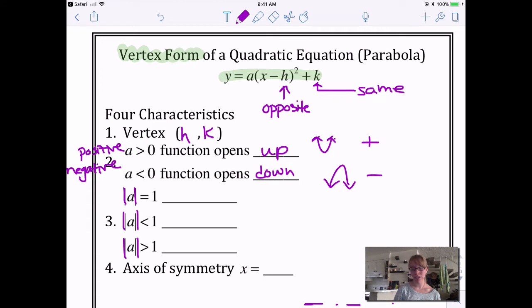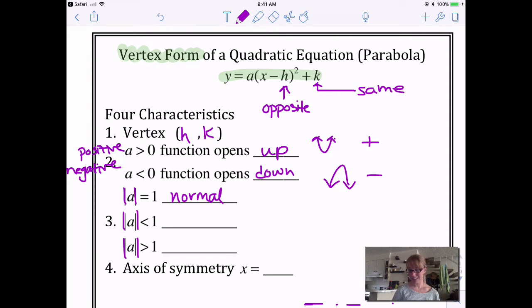And if the number out front is 1, meaning it starts just with an x squared, my width is going to be normal. So we've talked in the past about absolute value functions, if I multiply every single number by 1, or if I want to keep everything the same, multiplying by 1 doesn't change anything. So I'm not going to stretch, I'm not going to compress, I'm just going to have a normal width of my parabola.